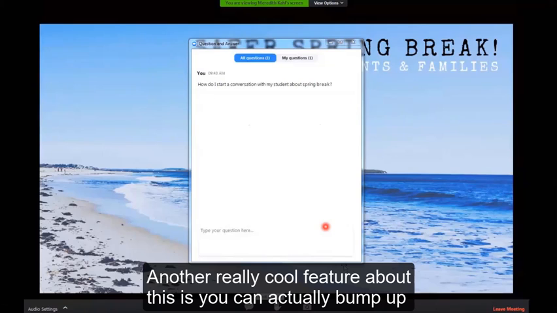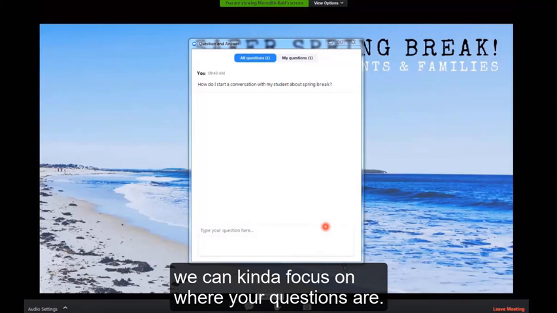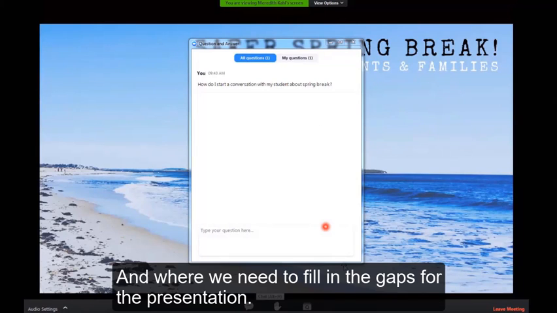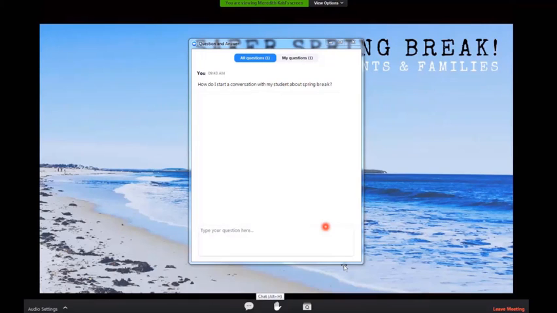Another really cool feature is you can bump up other people's questions if they have a similar question as you, and we can focus on where your questions are and where we need to fill in the gaps for the presentation. It's really important for us to know what you need, so please make sure to use this feature. So now I'm going to turn it over to Christina, and she is going to get us started.